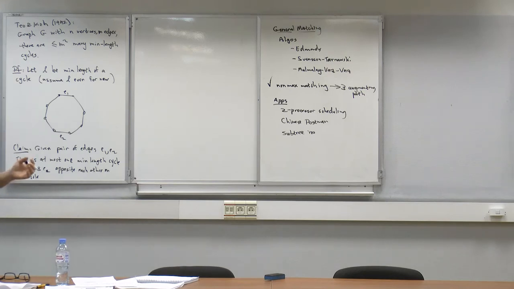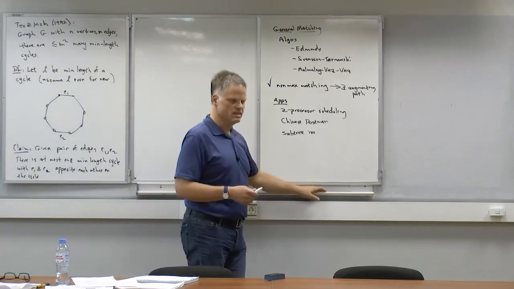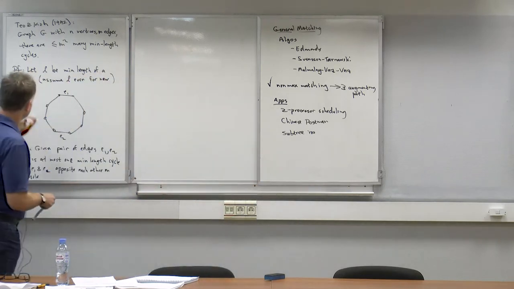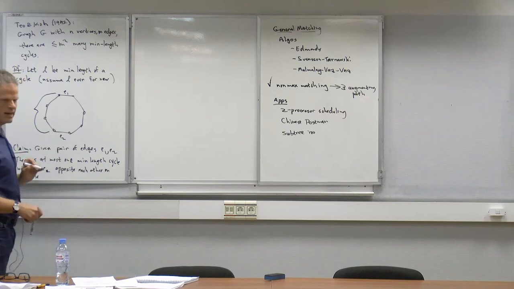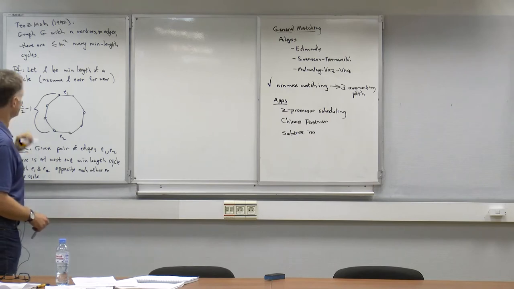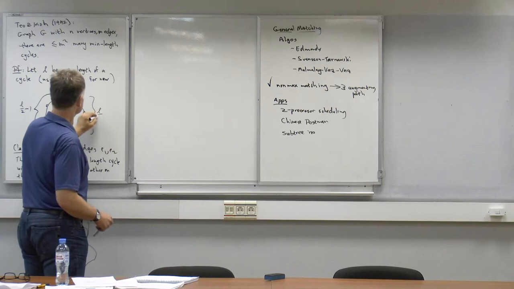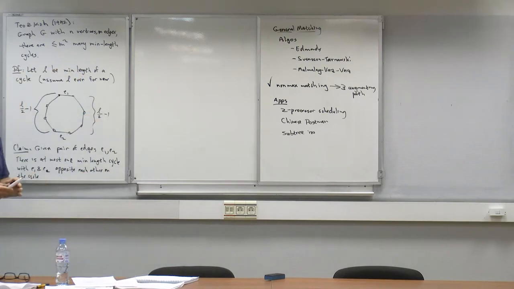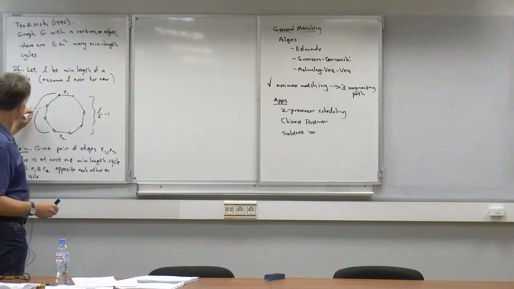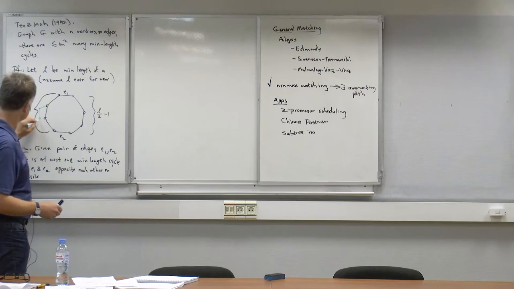Okay, I think maybe this is clear, but for completeness, I'll do it. Suppose not. Suppose I have E1 and E2, and suppose there is some other cycle that shares E1 and E2 as opposite edges. Well, how many edges are there on this side? That's going to be L over 2 minus 1. Same thing over here, L over 2 minus 1. If I have another cycle, it has to differ on one of these two segments. So maybe it differs on the left one. So maybe it goes off this way. It has the same number of edges, and then goes down like that.